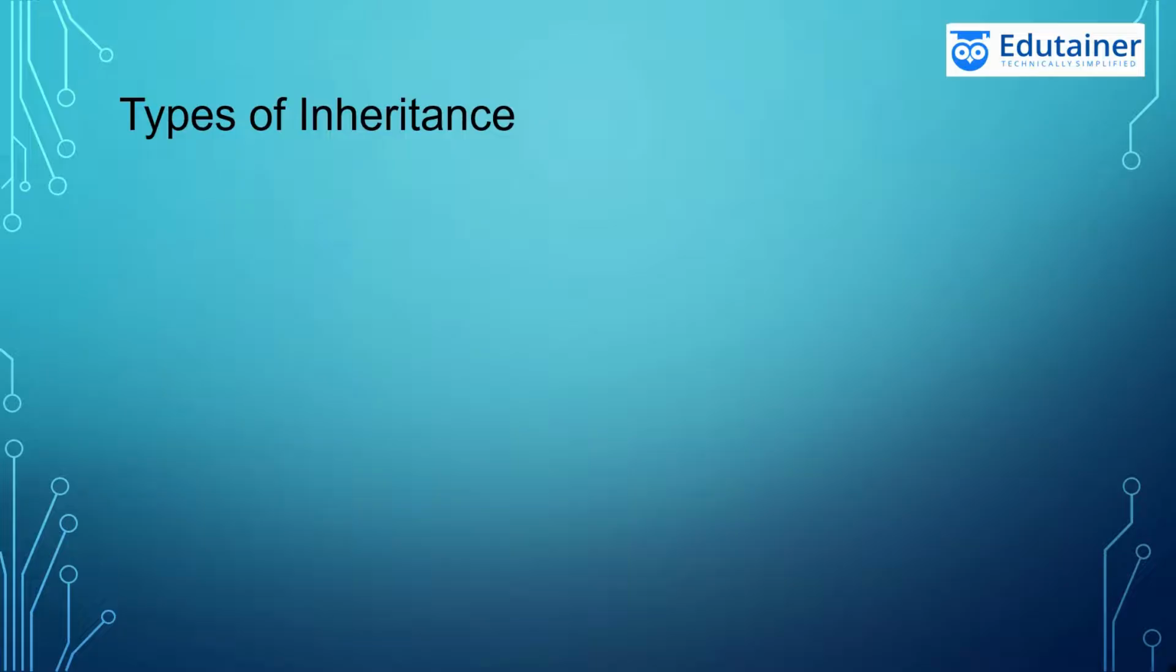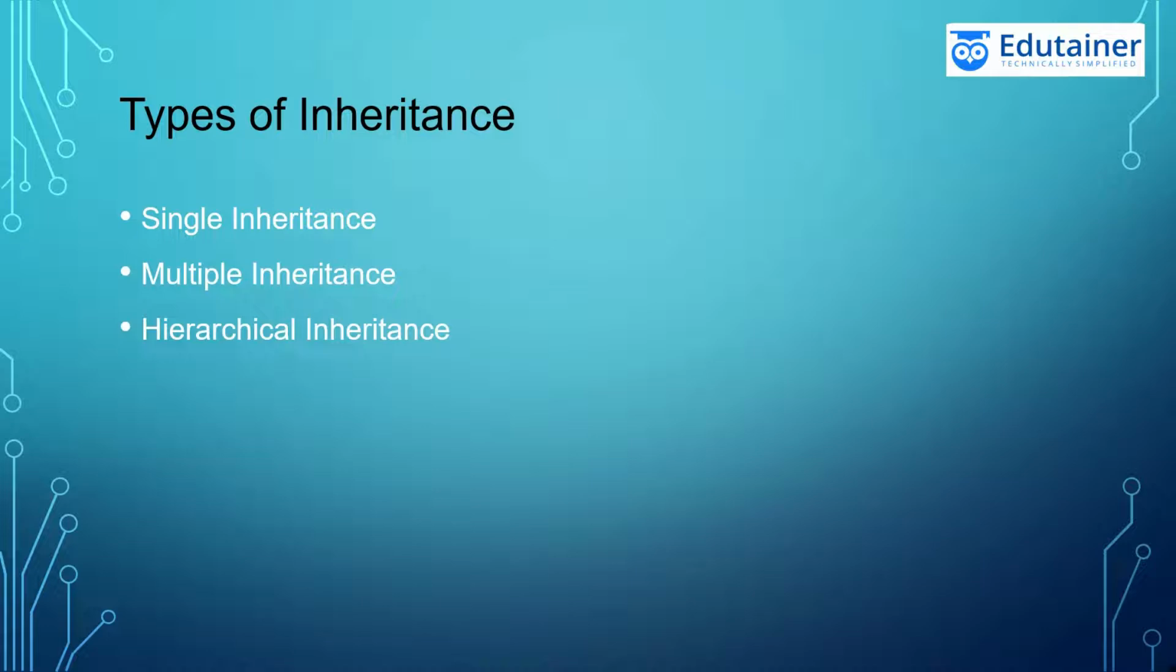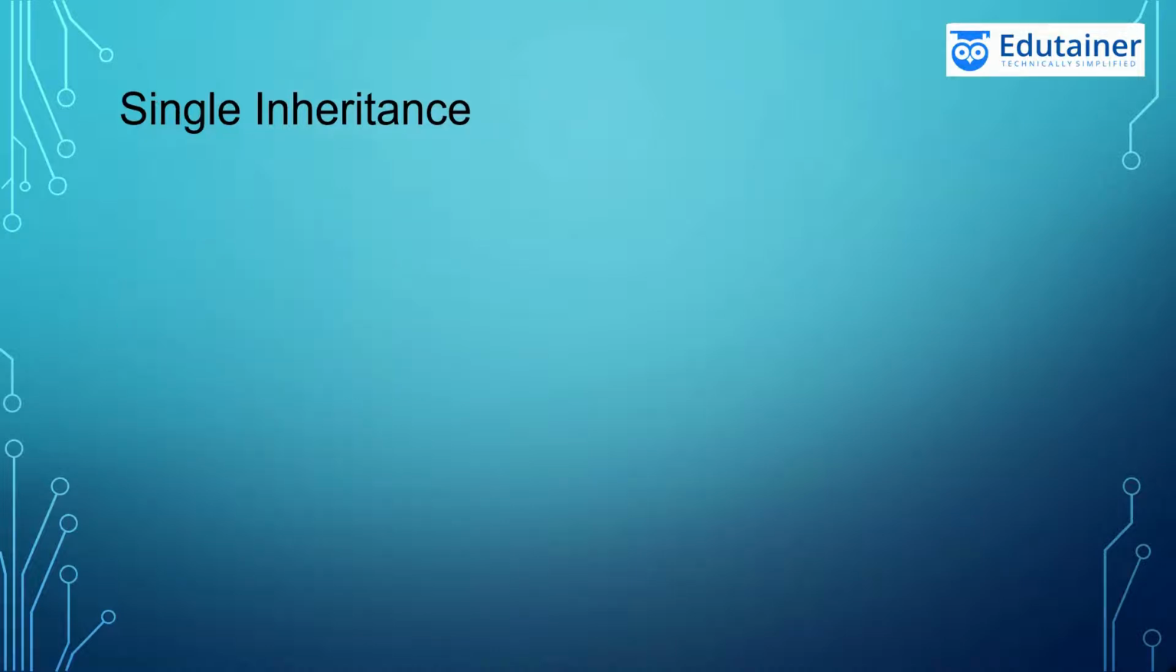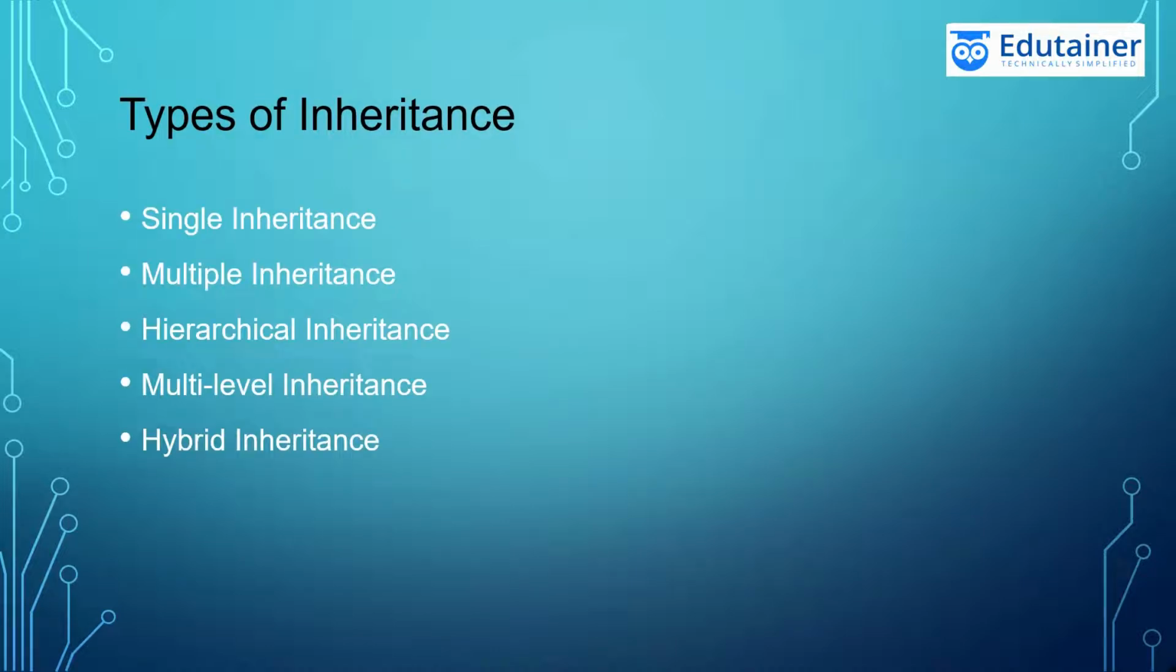There are different types of inheritance. We have single inheritance, multiple inheritance, hierarchical inheritance, multi-level inheritance, and hybrid inheritance. These are some of the types of inheritance we have.